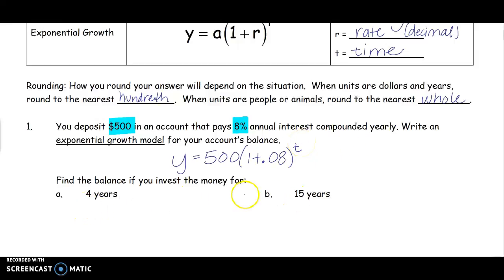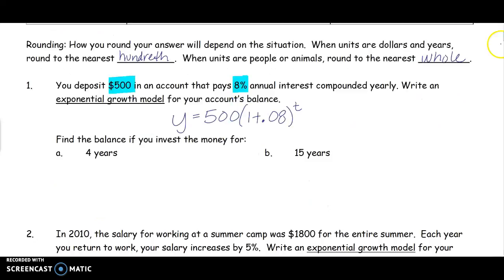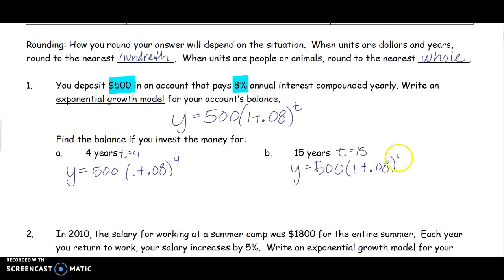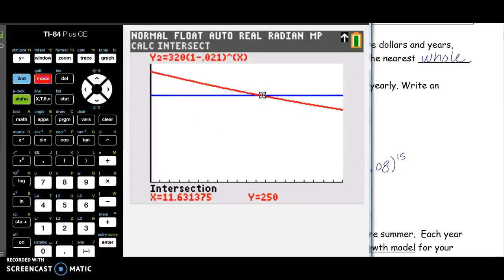If you look, our examples are how much is in your account after 4 years, and how much is in your account after 15 years. So all you do is this represents t, time, how long. You would say y equals 500 times 1 plus 0.08 raised to the 4th power. For this one, you would say y equals 500, because your starting amount does not change, times 1 plus 0.08 raised to the 15th power. Now, I do not expect you to do this in your head, so we're going to go to our calculators.